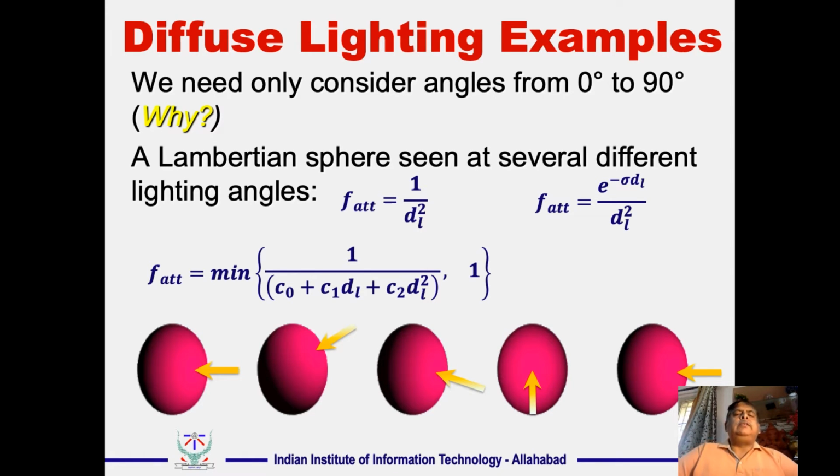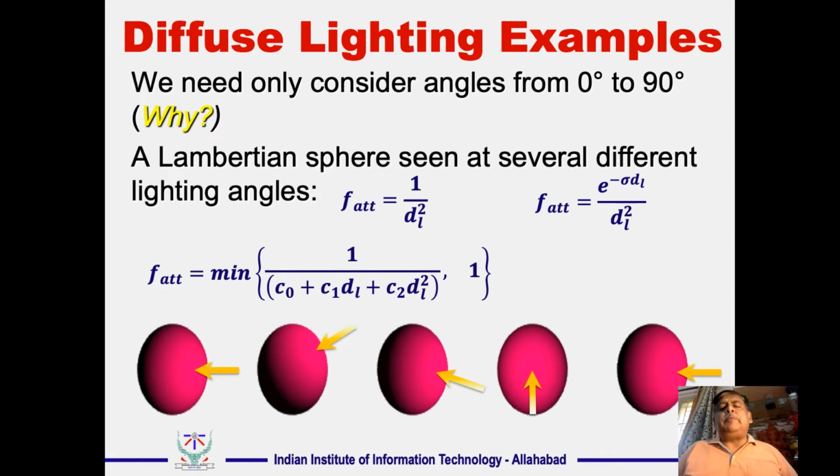But apart from this, the light reaching this Lambertian surface may get attenuated due to the distance it is traversing. For instance, if the light source is at a distance dl, the attenuation, because the light source is illuminating in all directions uniformly, will reduce by the inverse square law, as in Gauss's law. So the F attenuation, or the term I could multiply to the intensity, could be 1 upon dl square.